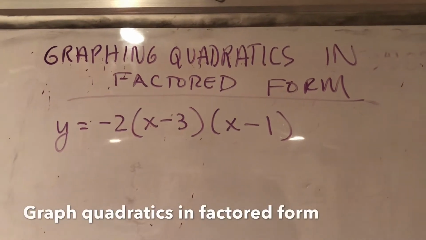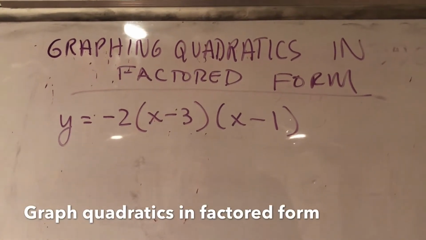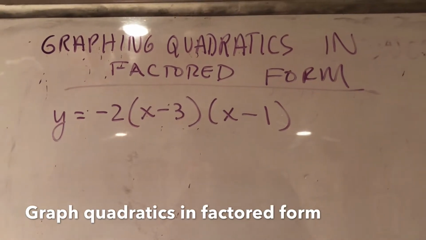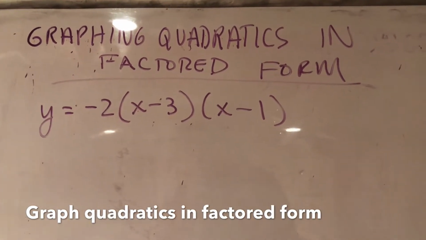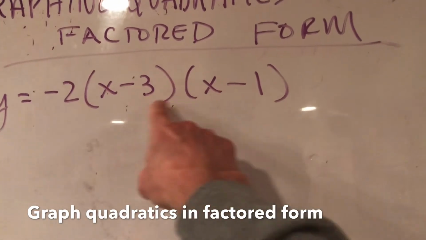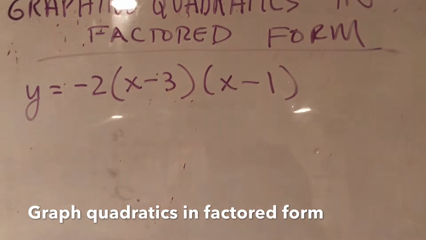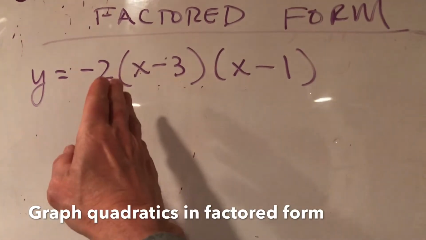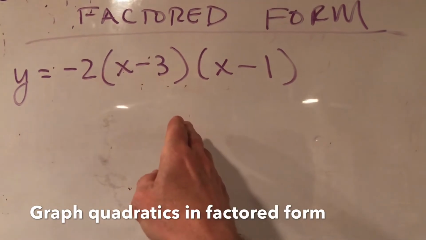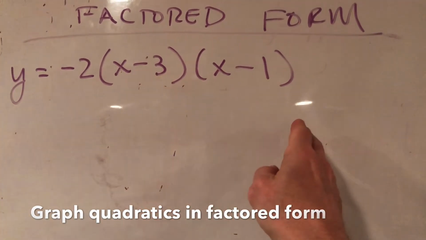Okay, so here's the first equation that we're going to do, and this is, again, graphing quadratics in factored form. y equals -2 times the quantity x minus 3, x minus 1. So this would be considered in factored form. Yesterday we had a trinomial, x squared minus 4x plus 3, okay?